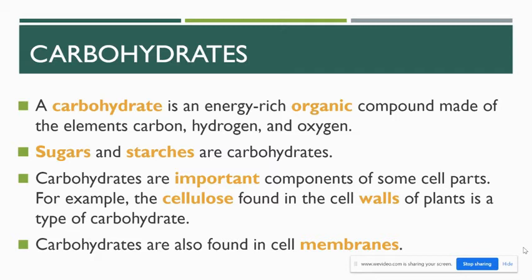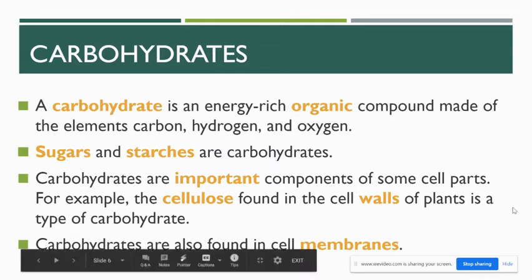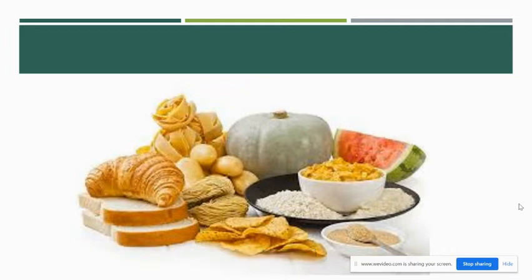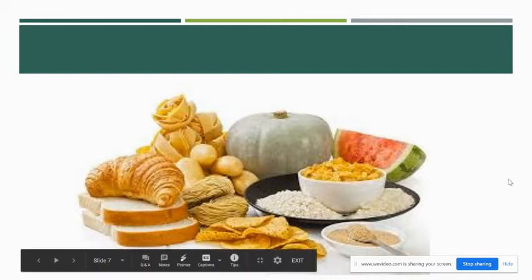Then carbohydrates are important because they create some of the cell parts. So, like cellulose in the cell walls is a type of carbohydrate, and carbohydrates are also found in cell membranes. So, again, for example, fruits are very loaded with sugar and carbohydrates. Pastas, breads, grains, things like that. Those are all carbohydrates as well.